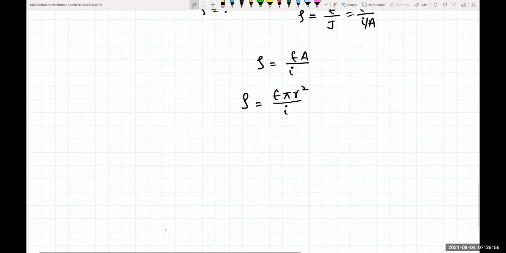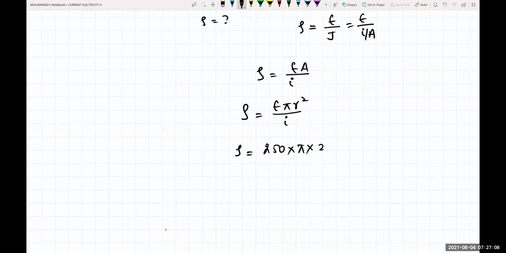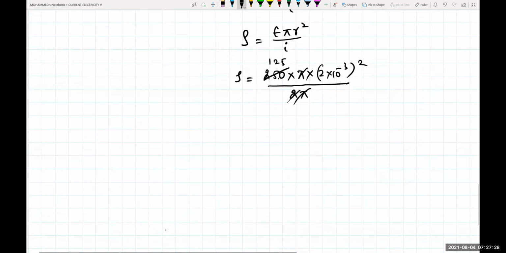Is it clear? So rho is equal to the electric field, which is 250, into pi, and the radius is 2 mm. So 2 mm is 2 into 10 to the power of minus 3, whole square, divided by the current. Current is nothing but 2 pi. So this pi will get cancelled here. So 2 twos are 4, and this is 2 fives, that is 125. So rho is equal to 125 into 2 squared, which is 4, into 10 to the power of minus 6.